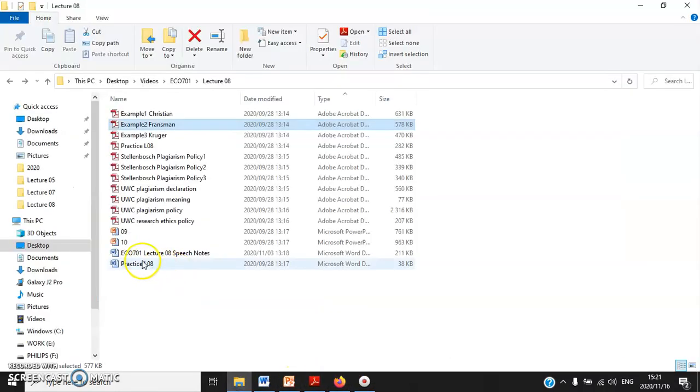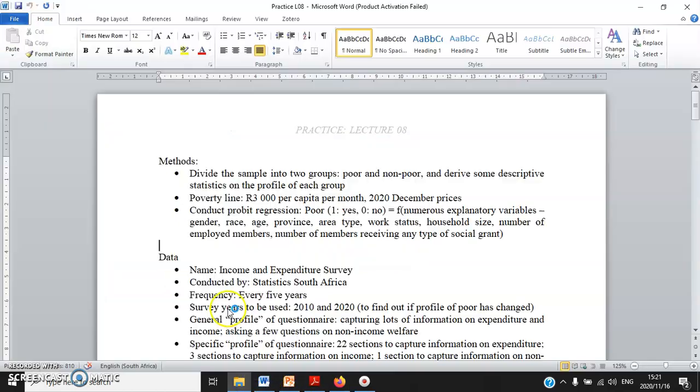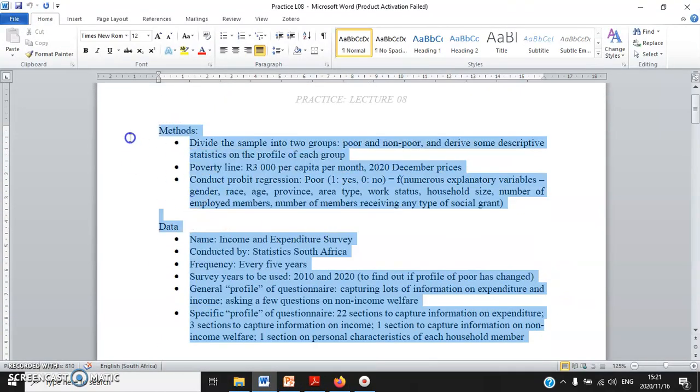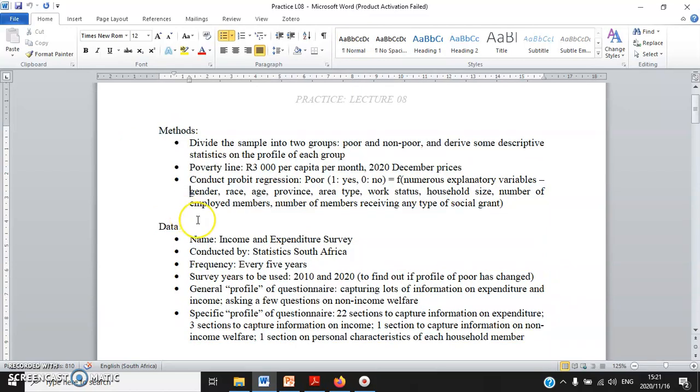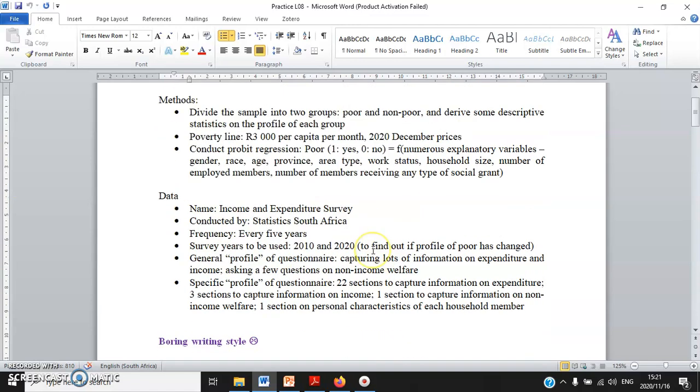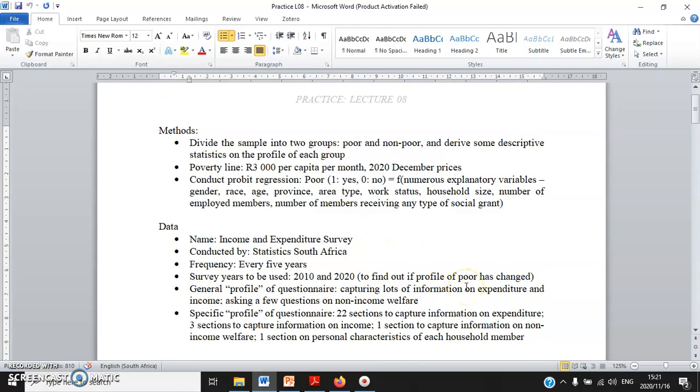And then for the writing workshops, okay, so this is an example. I provide you some information on the methods and data. I think it's relating to using the Income and Expenditure Survey to conduct poverty analysis. I want to do some descriptive stats and then econometric analysis. So let me pause for 30 seconds for you to go through the given information.